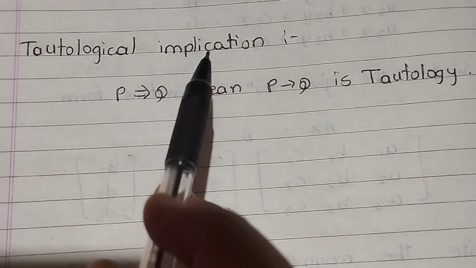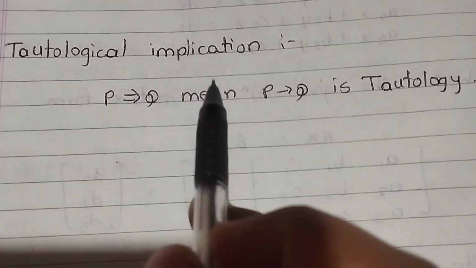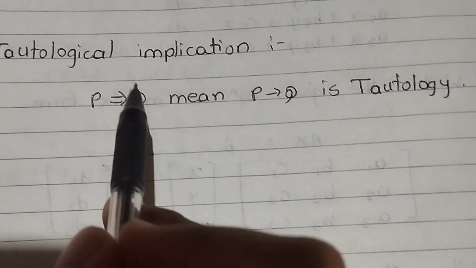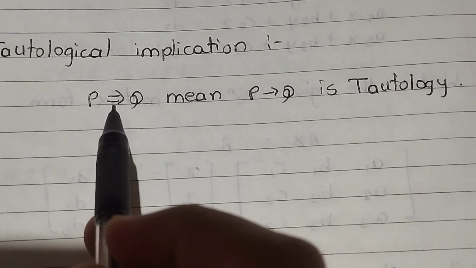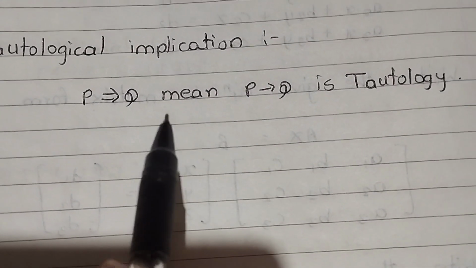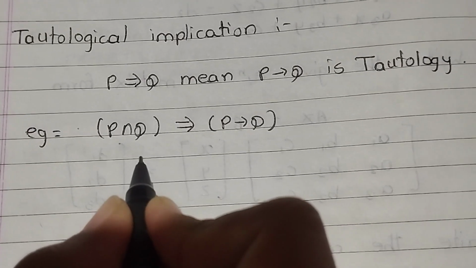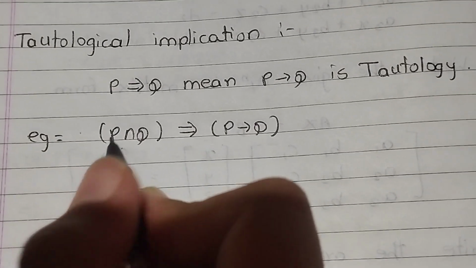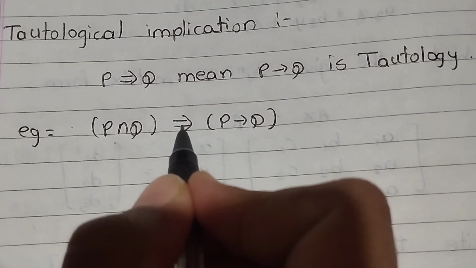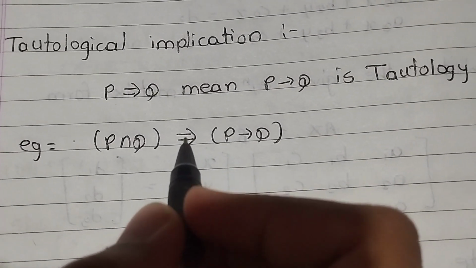Now the tautological implication. P implies Q means P conditional Q is a tautology. If this symbol is present, then we write P conditional Q as it is, but the result is always T, meaning it is a tautology. Let's solve one example: P and Q implies Q and P. This is not the equivalence symbol, this is the implies symbol.